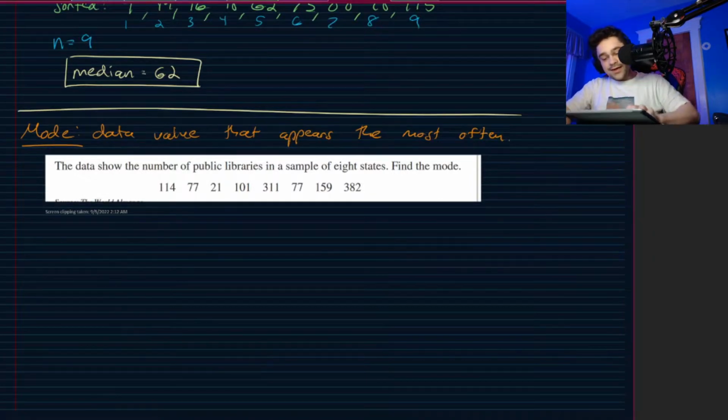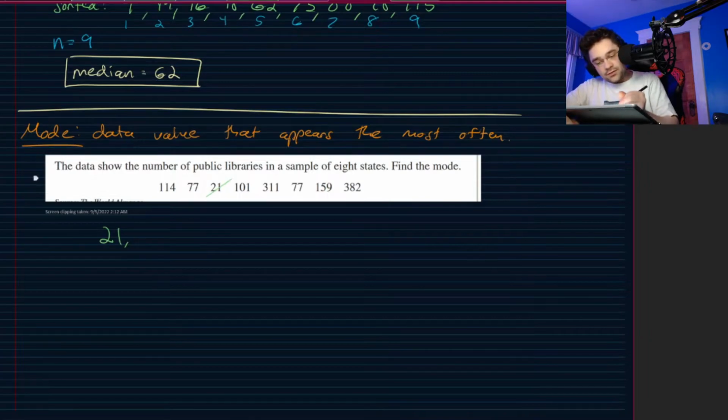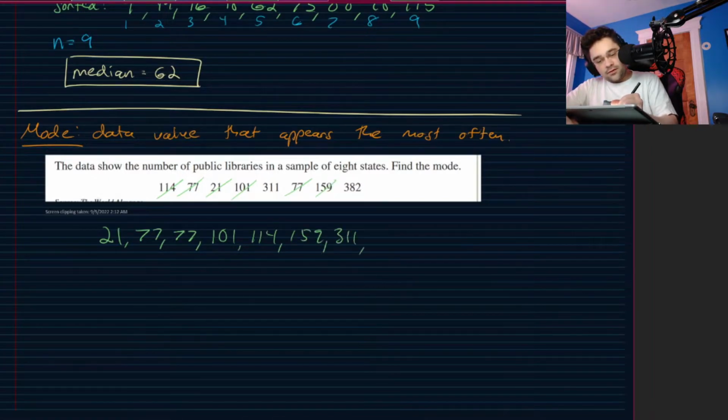So, again, it is helpful to sort them. I guess you don't have to for a mode, but you pretty much do have to for a median. Okay, so 21, then there's 77 twice. 101, 114, 159, 311, 382.